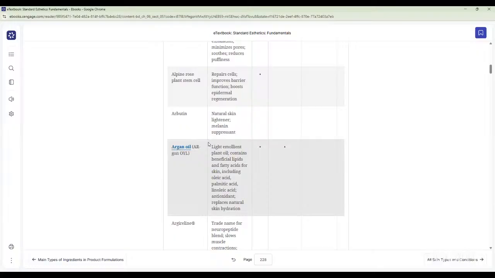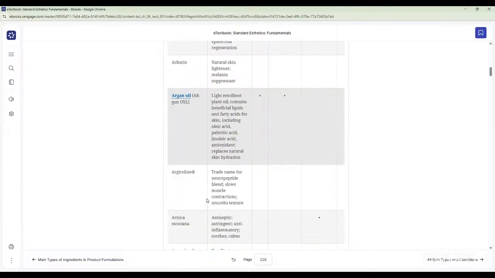Okay. And then we have argan oil, which is absolutely one of my favorites. Light emollient plant oil. Okay. Contains beneficial lipids and fatty acids for skin. So it hydrates, makes skin look younger. It's antioxidant, replaces natural skin hydration. So if your skin is dry or dehydrated, it becomes like a refresher for the skin. So I absolutely love it.